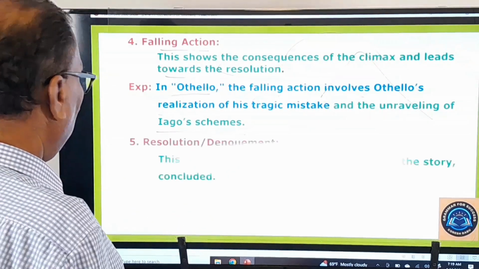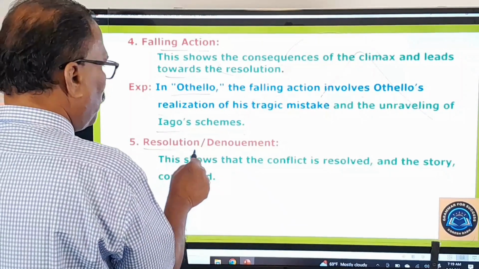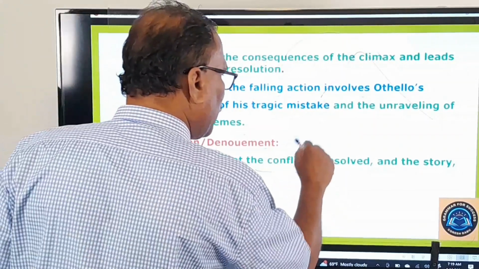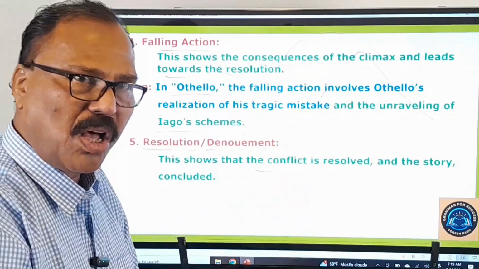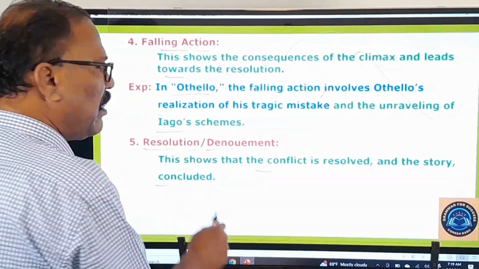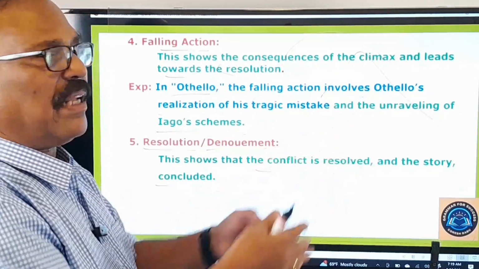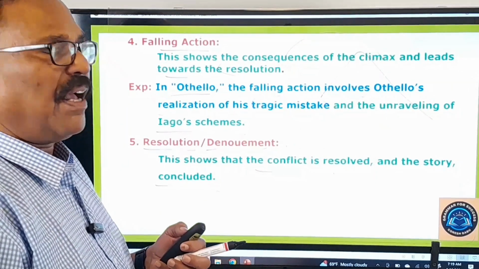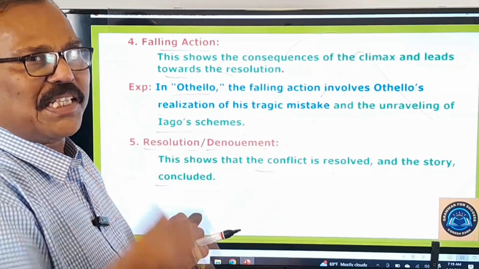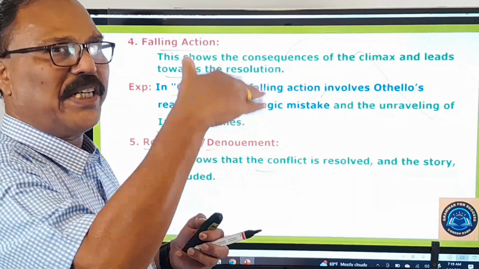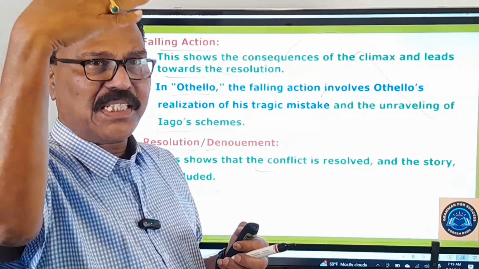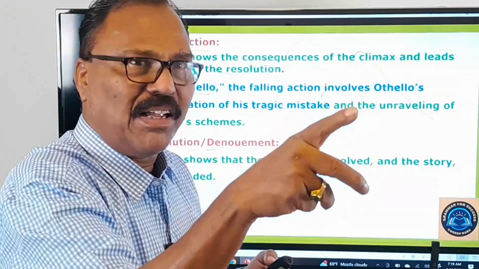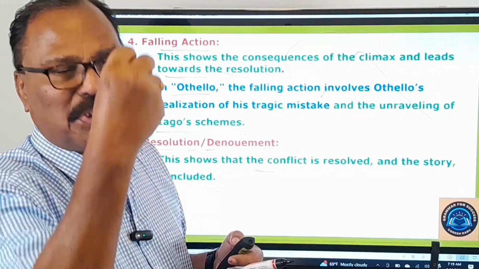And the last part of the drama is resolution or denouement. And in this denouement or resolution, what happens? The conflict is resolved. The problem is solved. And the story is concluded, the story comes to an end, and the audience gets a kind of relief. Because in the movies also the same thing happens. The story begins, the story develops, the story reaches its peak stage, that's climax, and afterwards with the killing of that villain, the story comes to an end.